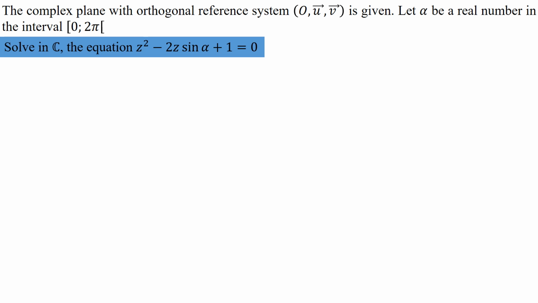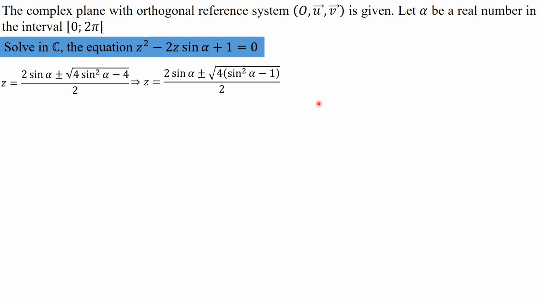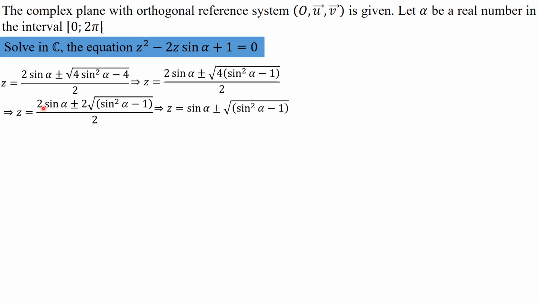So we are just going to apply our quadratic formula here. Our z will be equal to 2 sine alpha plus or minus the square root of 4 sine squared alpha minus 4, all divided by 2. With that, we factor out 4 in the square root. We get z to be 2 sine alpha plus or minus the square root of 4 into sine squared alpha minus 1, all divided by 2. Now the square root of 4 is 2, so we can factor out 2 from here and 2 from here. It cancels out with the 2 in the denominator. We get z to be sine alpha plus or minus the square root of sine squared alpha minus 1.